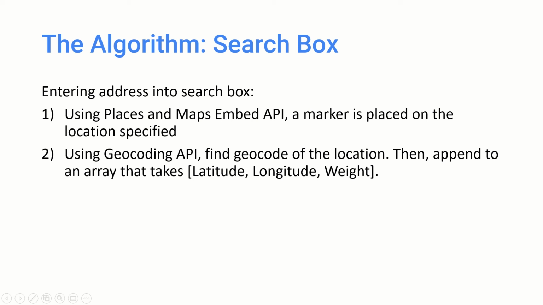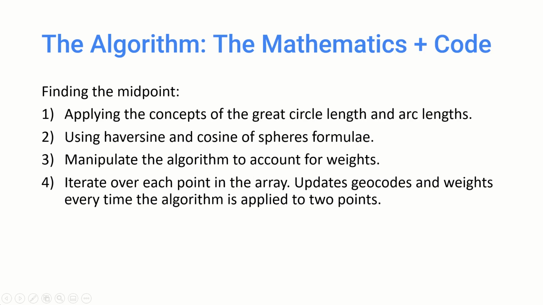Then we append it to an array that takes latitude, longitude, and weight. And in our case, the default weight is set to 1. Having our array of geocodes, we use the formula that takes 2 geocoded locations and finds their midpoint. This is applying the concepts of the great circle length and finding the angle between these 2 points on the great circle. Where a 2D circle would use sine and cosine formulae, our 3D rendition of the algorithm uses the Haversine and the cosine of spheres formulae.